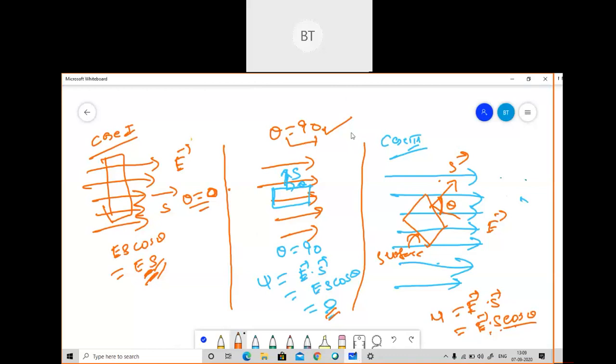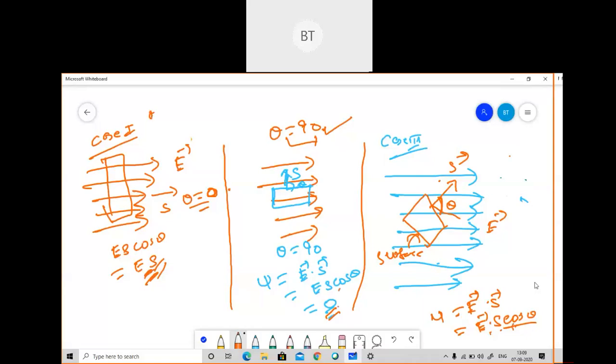So the case which I'm making here is that if you increase the value of theta, the electric flux gets decreased. So whenever we increase the value of theta, if theta is 0 here, we get some value. If theta is 90 here, we get 0. If the value of theta is some degree, we get ES cos theta. So the point I'm making here is that whenever you increase the value of theta, you get a smaller value of electric flux. So the electric flux is dependent on theta. So this is all about electric flux.